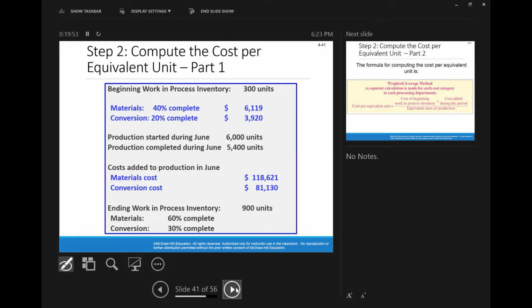Now we're adding costs. So now we're still in that department. In order to finalize these, we have to pull more material, get more labor, some more manufacturing overhead. They're giving us the cost. We don't have to calculate it in this example. So we have material cost that was added of 118,621. Conversion cost, 81,130. We have our ending work in process inventory, which was 900 units. And then they told us 60% complete for materials and 30% complete for conversion.